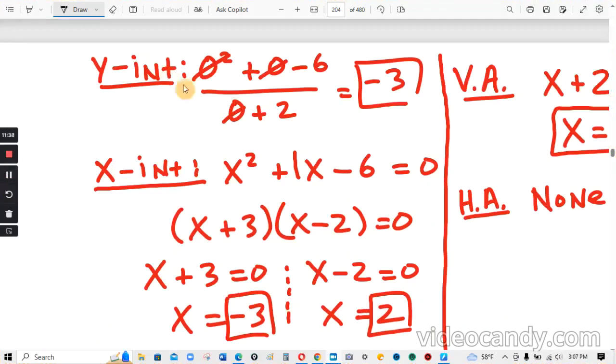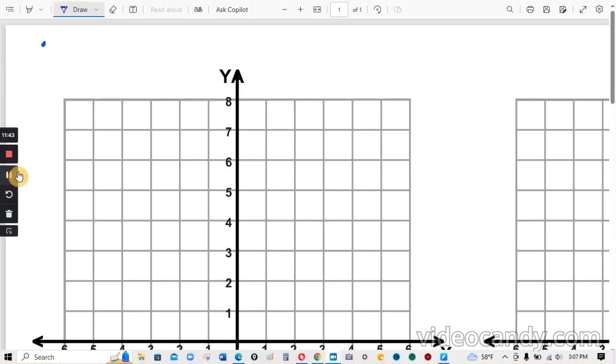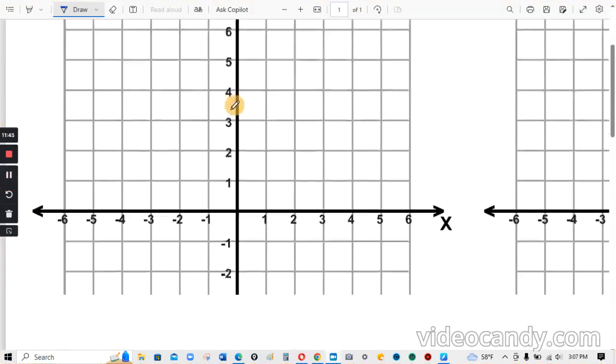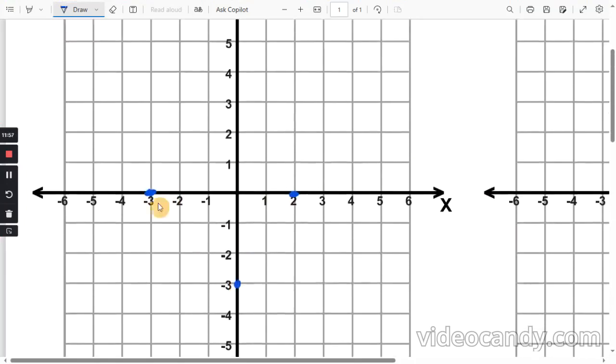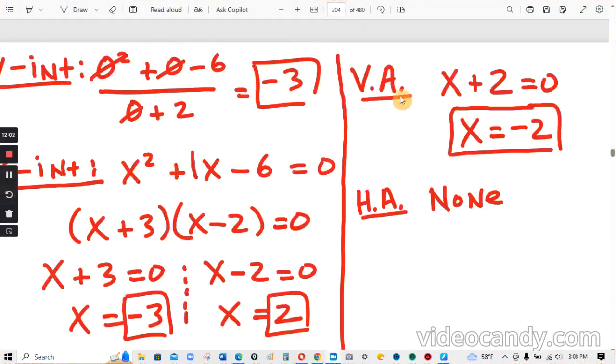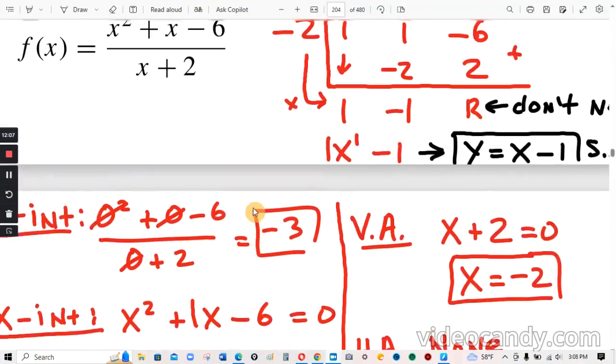On the graph, y-intercept negative 3, x-intercept negative 3 and 2. So y-intercept, go to the y-axis at negative 3, x-intercept at negative 3 and positive 2. Those are just points, not asymptotes. Vertical asymptote, x equals negative 2. And the slant asymptote we said was x minus 1. So x equals negative 2 and y equals x minus 1.